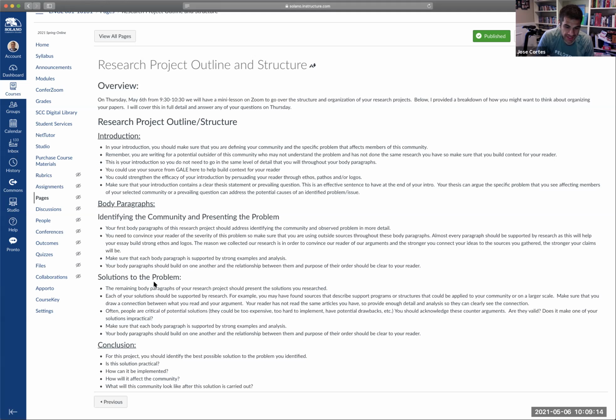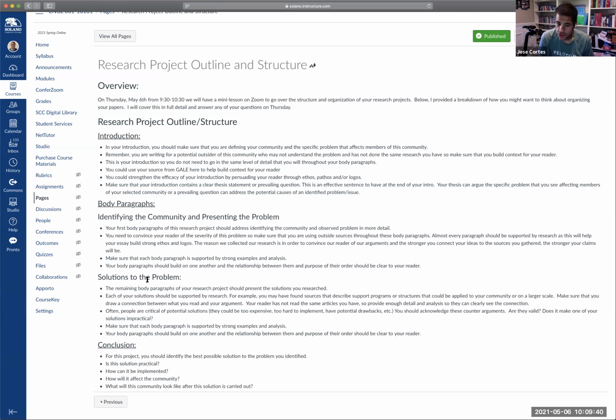All right. So the next part of the body, right? This second part of the body is solutions to the problem, right? So again, this should be somewhere in the neighborhood of a few paragraphs, right? And a lot of the stuff is going to be the same. So the remaining body paragraphs of your research project should show the solutions that you've researched. So each of your solutions should, again, be supported by research, right?